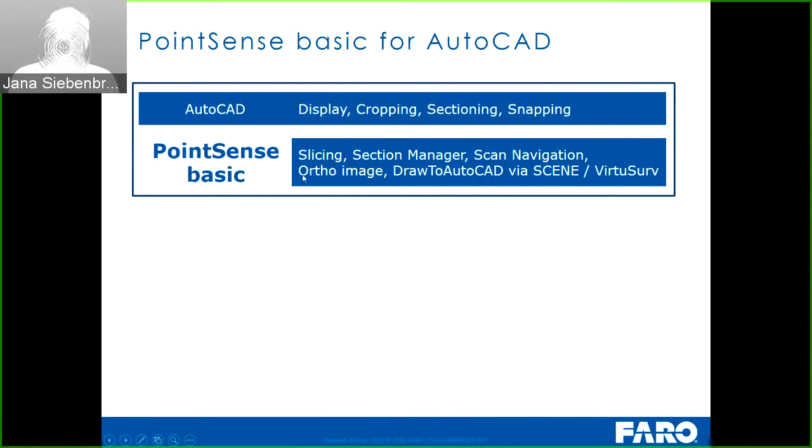Also in PointSense Basic, we have a tool for creating ortho images from point clouds, and we also offer a planar scan view mode. So in addition to the point cloud inside your AutoCAD, you can use the planar view or the quick view of Scene to pick points. Sometimes this is more intuitive to navigate, so you have this additional tool as well with PointSense Basic. Adding to those PointSense Basic features, we also improved in version 17.5 the section manager and scan navigation.